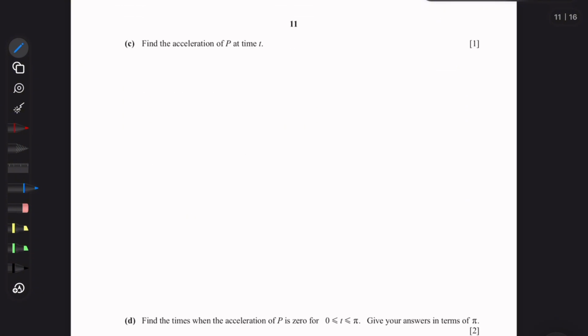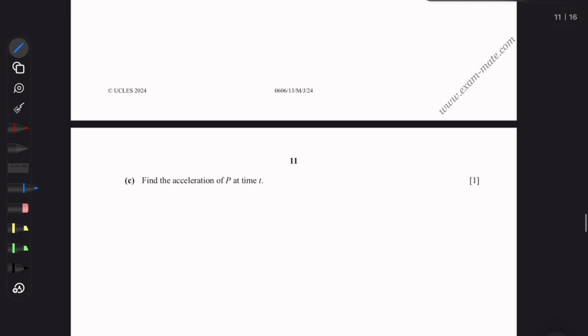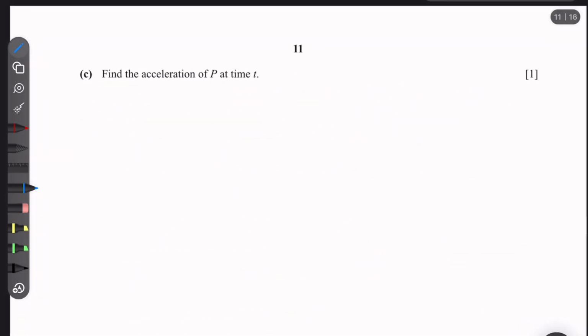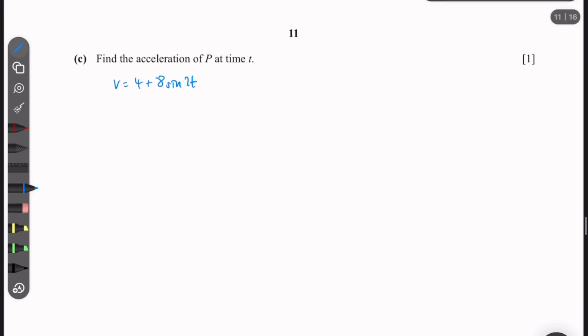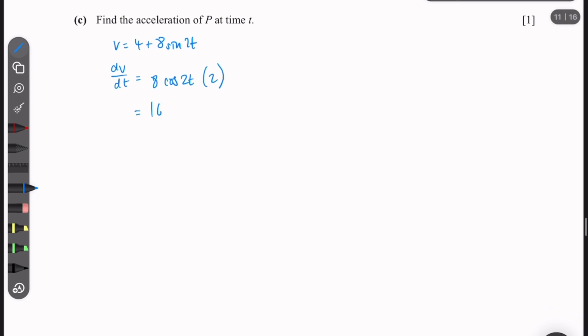C. Find the acceleration of P at time t. And we can write the equation of the velocity first to make it easier. And then when we differentiate this equation, we will get acceleration. Multiply the inside, and then 16 cos 2t.